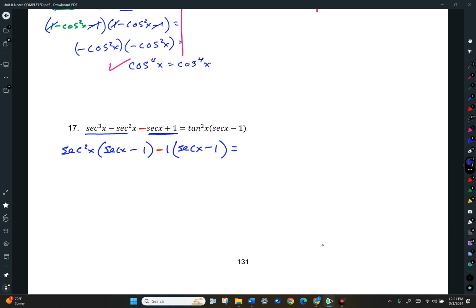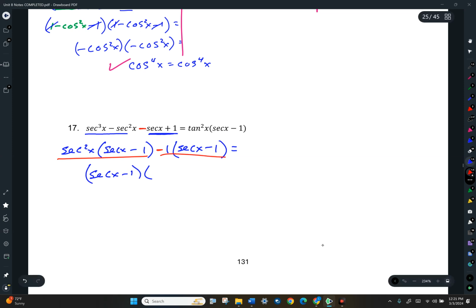All right, so now to finish grouping, I haven't finished it yet. To finish my grouping, remember that the parenthesis that's the same, that one comes down, secant minus 1. And the idea is that you're taking that out as a common factor. So this is one big ugly term. This is one big ugly term. If I take the parenthesis out of the first term, all I have left is secant squared. And if I take the parenthesis out of the second term, what I have left is minus 1. So now I have completed the grouping part.